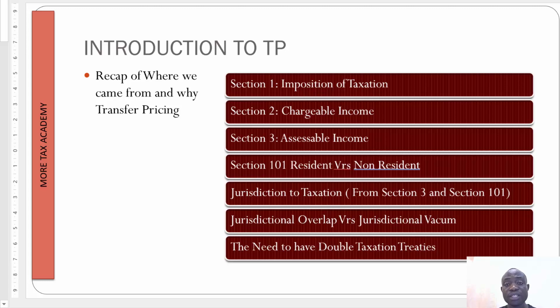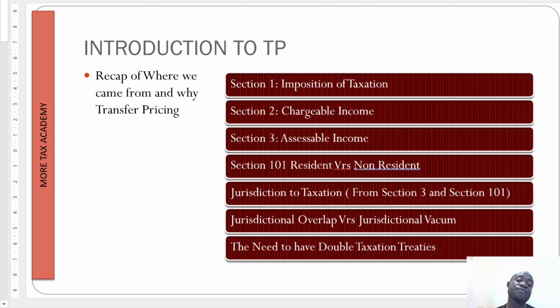So we said that holding on to these principles in the law could result in what we call jurisdictional overlap or jurisdictional vacuum. Jurisdictional overlap means that you're going to have two countries fighting over a person because the person has dual residence. And vacuum means that people could manage their affairs in such a way that they will never belong to any country's residents at all. So these problems needed to be solved, and we said that to solve the problem there was the need for us to have a double taxation agreement or the double taxation treaty.